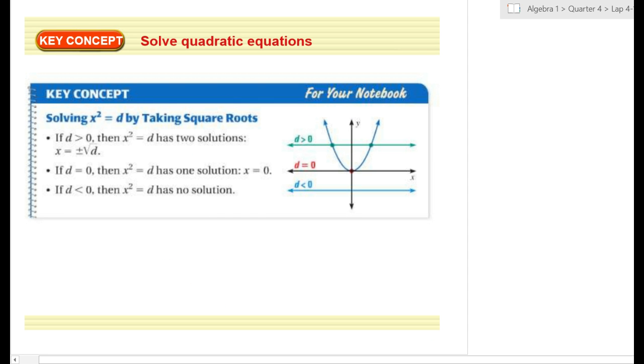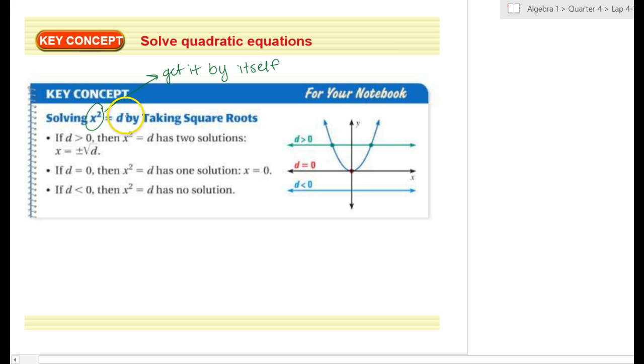So now we're going to solve quadratic equations. Again, these are solving the equations neither by factoring nor by looking at the graph. What's really important here is that we get x squared by itself.